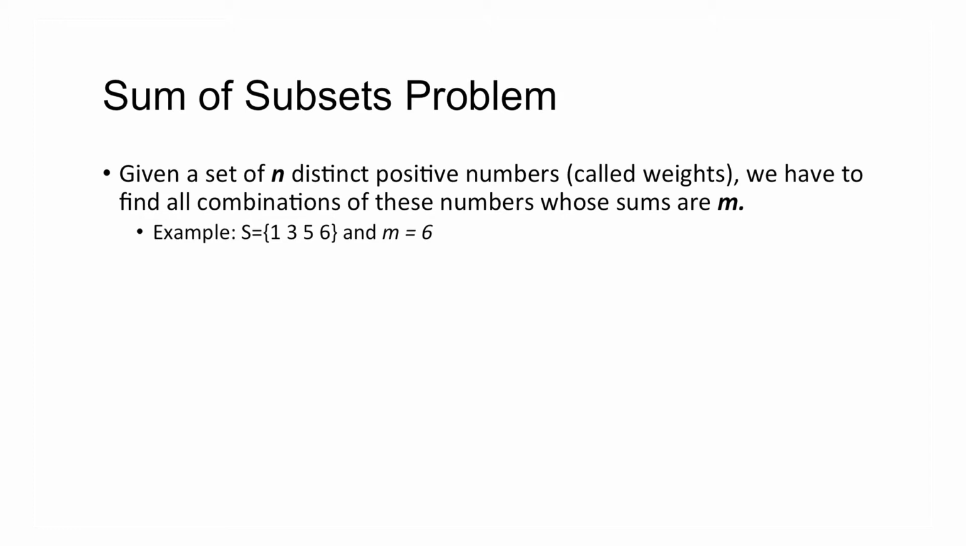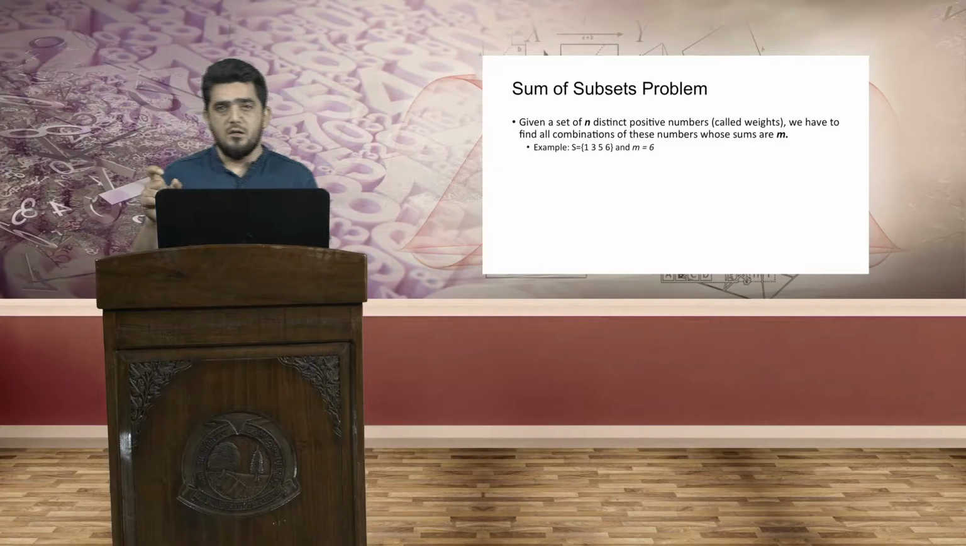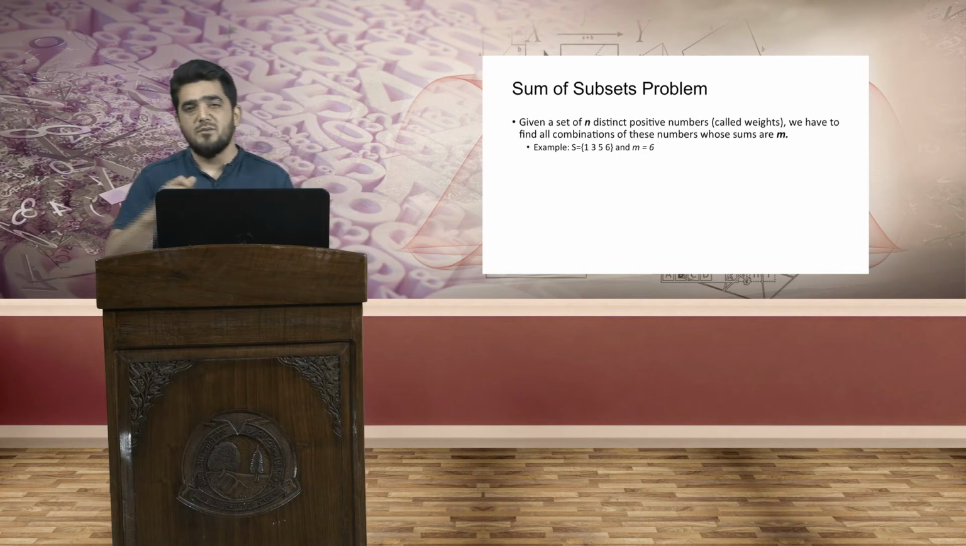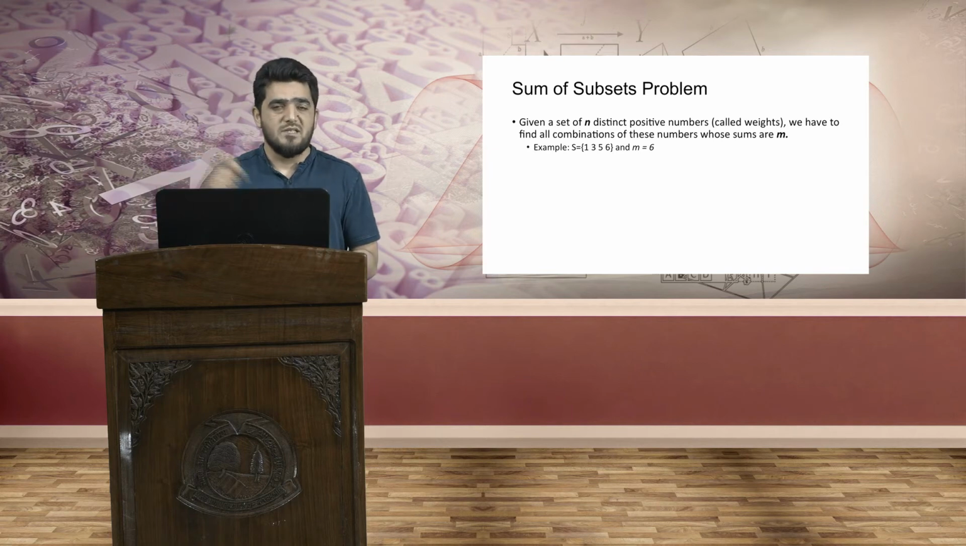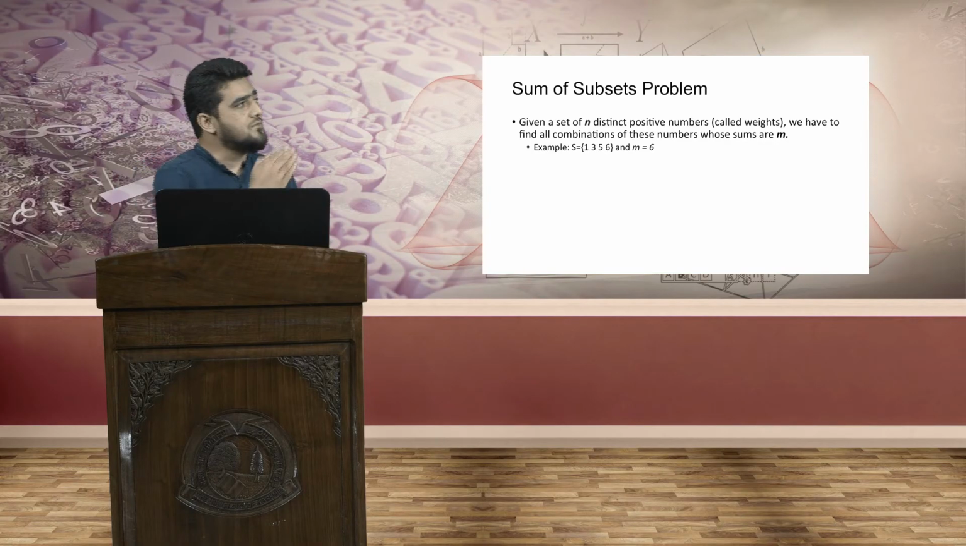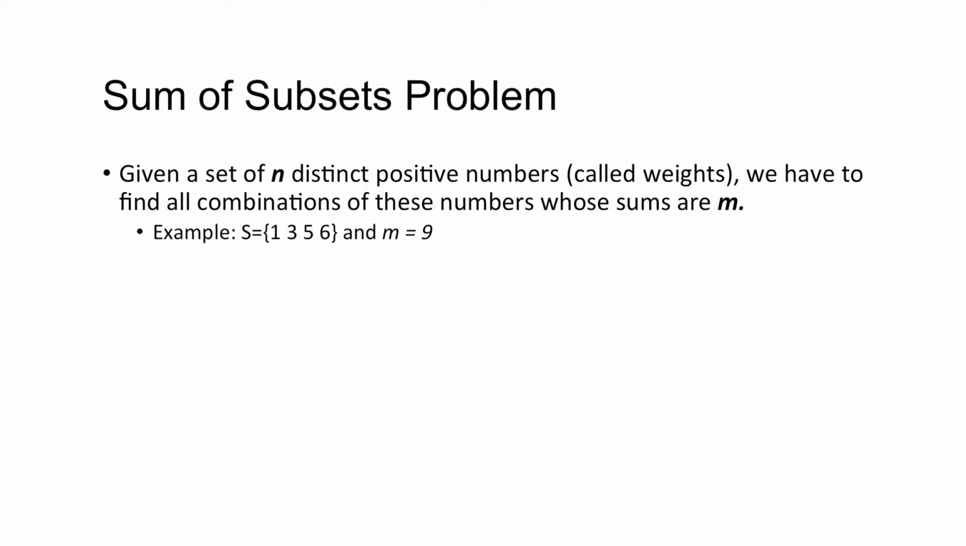So we have two inputs, one is the set of positive numbers and another input is a sum, which we have to verify and find all possible combinations from that input set so that the sum of those numbers matches that particular specified sum, which we refer to as m. In the example you can see we have this set specified as 1, 3, 5 and 6. So n is equal to 4, the numbers are 1, 3, 5 and 6, and the specified sum m is equal to 9.